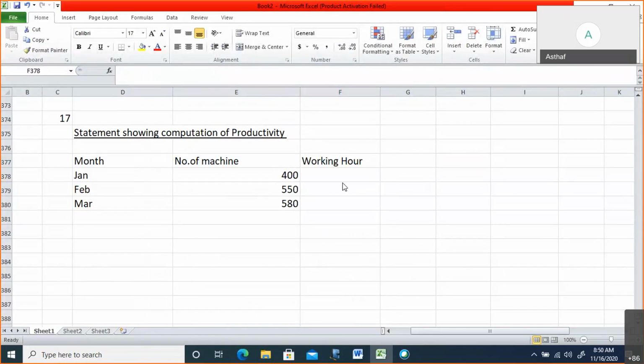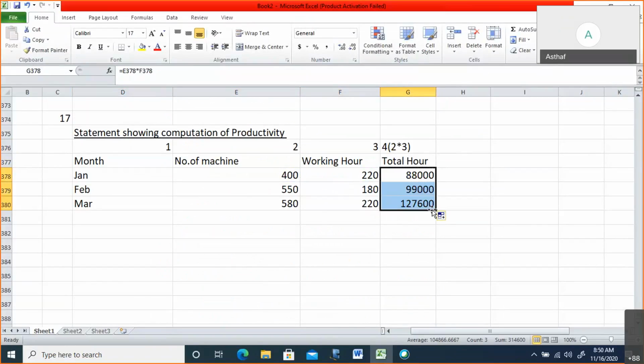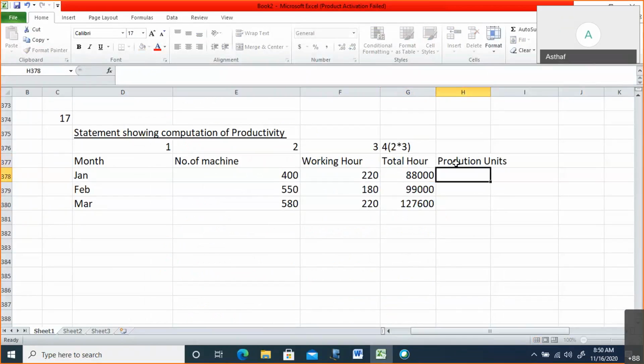What is the working hour? 280, 220. So what is the total hour? See, we got the total hour. Product: 99,000, 1 lakh 20.